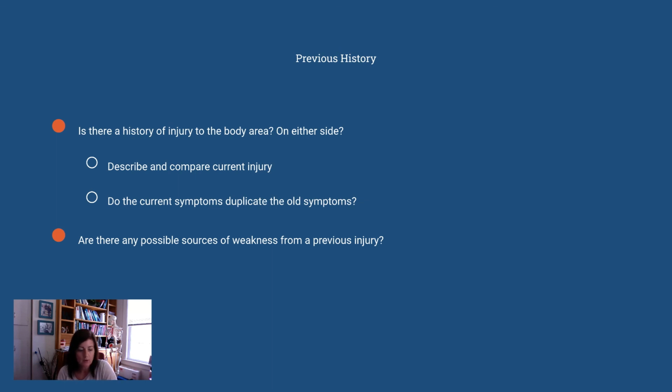Okay, and here are some specific things about the previous history. Ask your patient, have you hurt this particular area? Have you hurt anything around this area? Compare this to the last time you hurt it. If there is a history of symptoms in that same area, does this feel different? Does this feel the same? What types of treatment did you have for this before? Was the prior treatment effective, or did it not help at all? That's all information that you're going to use to lead you in the right direction.